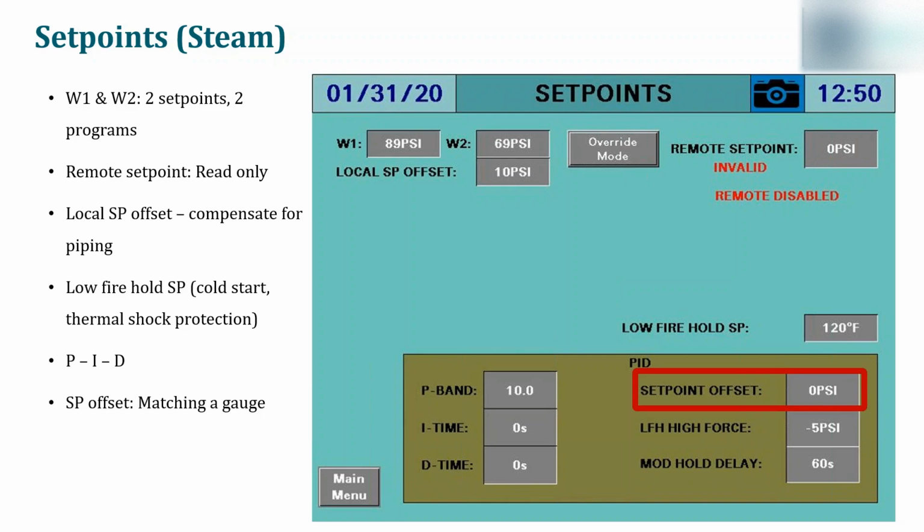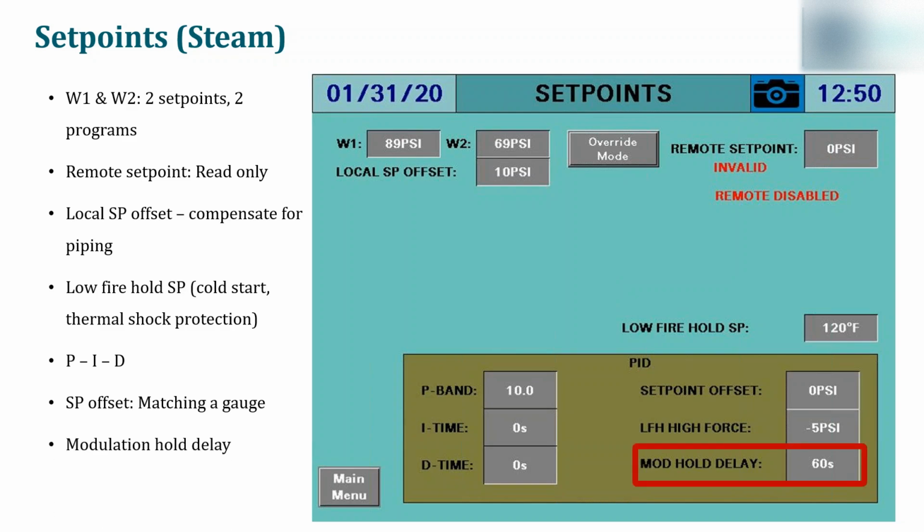Set point offset: this value is different from the local set point offset. This value is here in order for you to make the master panel match a gauge, essentially, that's in the boiler room. Sometimes gauges that are there aren't exactly correct. This set point offset allows you to fudge the actual set point, or actual values, that are shown on the master panel so they match the gauge.